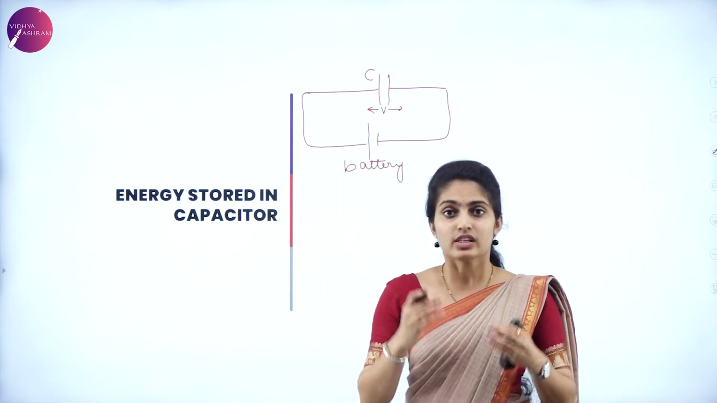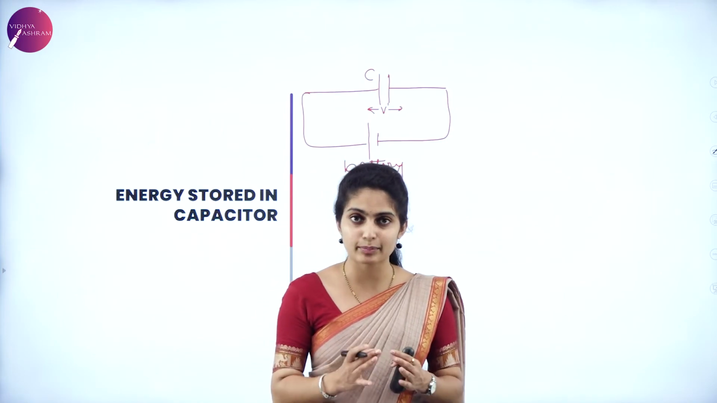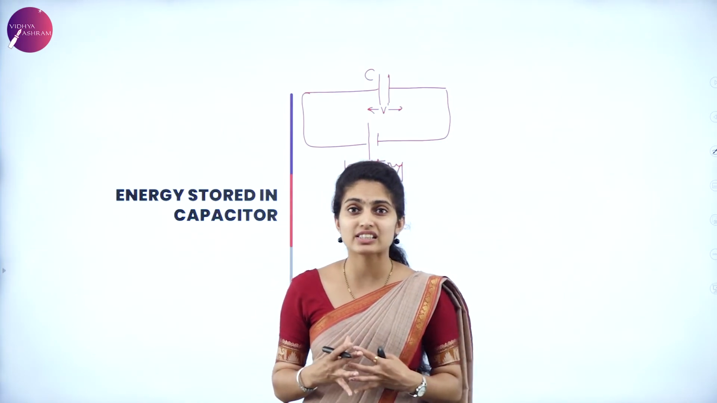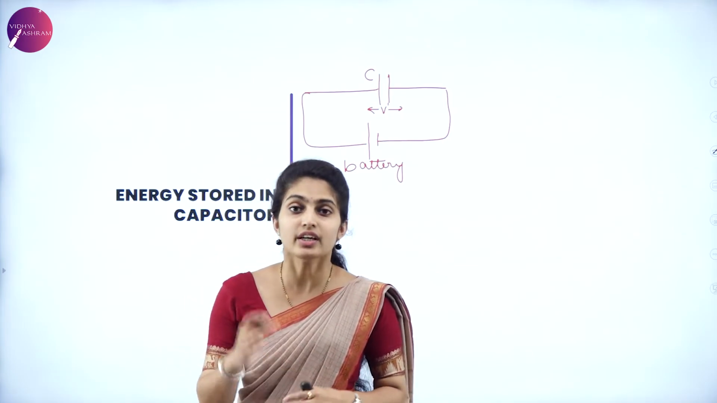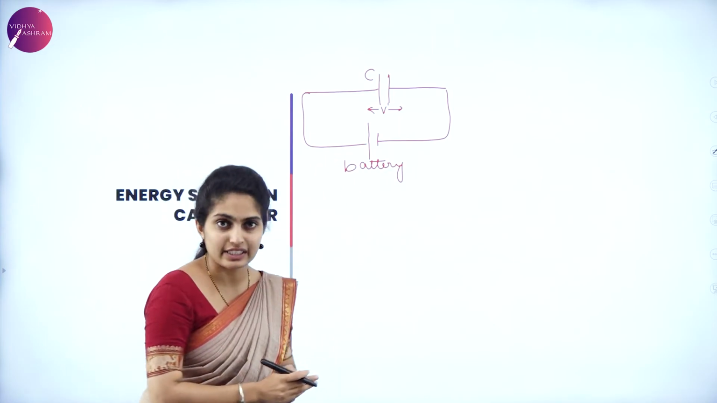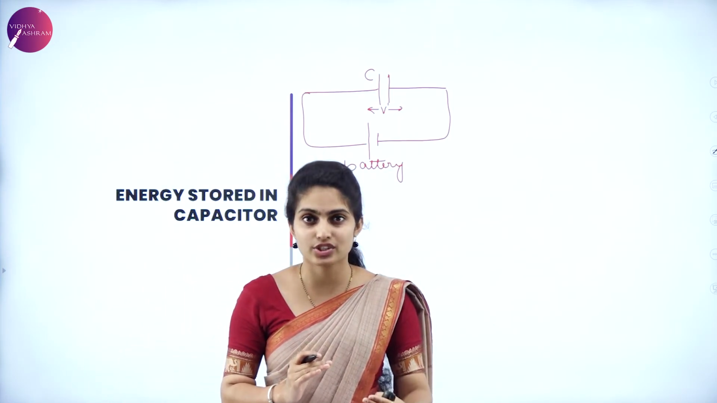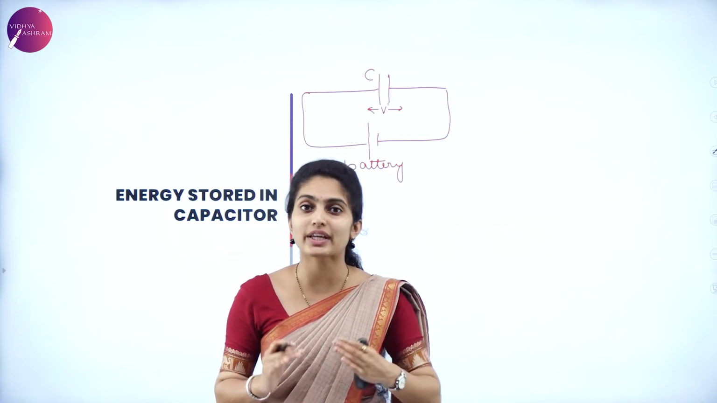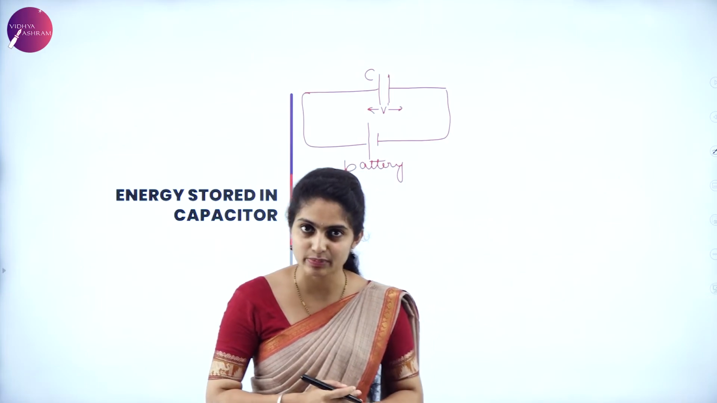flowing here. Suppose initially the charges are 0. That means initially we consider the complete circuit is uncharged. Now suppose there is a battery connected over here such that the circuit is ready to get charged. So let us check how the charging process takes place.